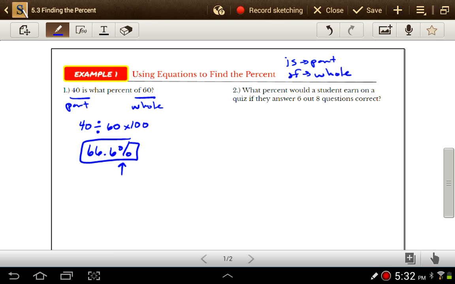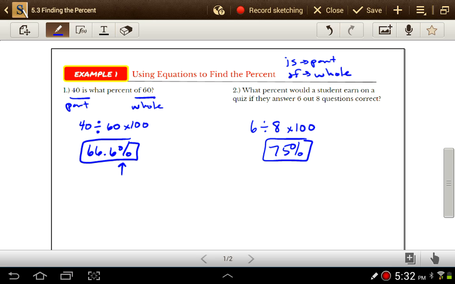Okay, in example 2, what percent did you get on a quiz if you got 6 out of 8 questions correct? So 6 represents your part, 8 represents your whole amount. So all I'm going to do is take my part, 6, divided by my whole amount, and times 100. So now you guys know how to find your percent on your quiz scores and test scores. 6 divided by 8 times 100 equals 75. So that would be 75%. And that's how we're going to use an equation to find our percent.